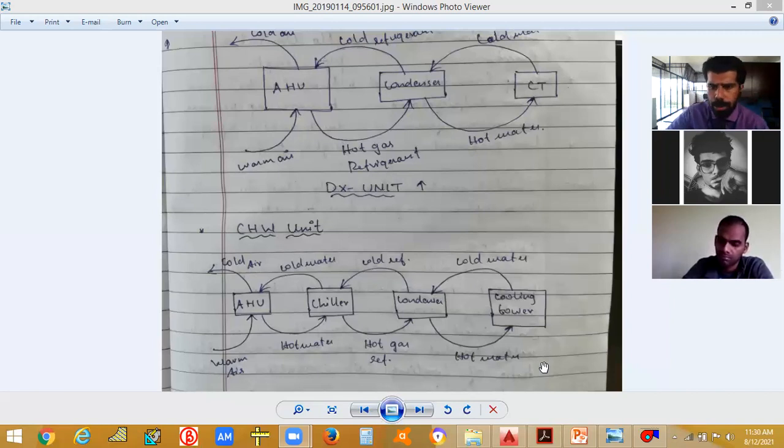DX unit will be having two types, okay? Air cooled as well as water cooled will be there. The most commonly used one is air cooled.